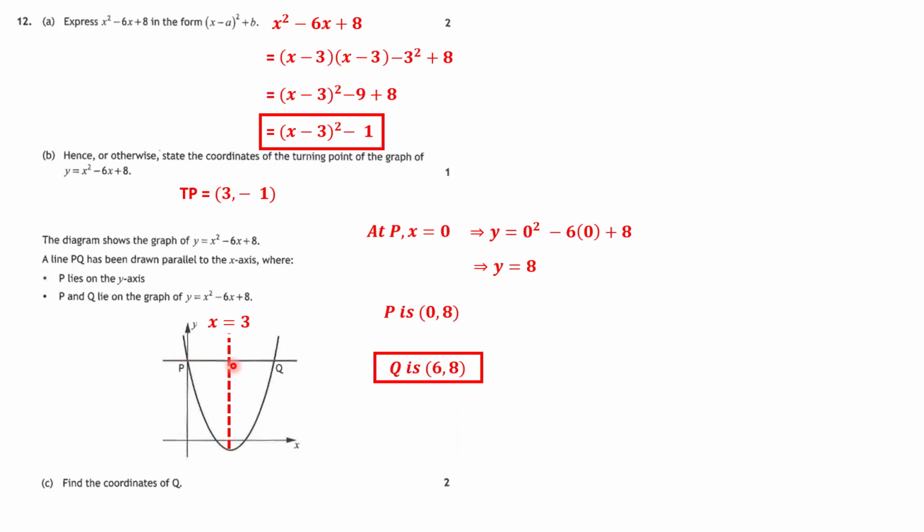You're on the same y height. The y distance has to be the same as P, because look, the y coordinate's 8, the y coordinate's 8, but Q is 6 units to the right of it from this diagram here, and that's worth 2 marks.